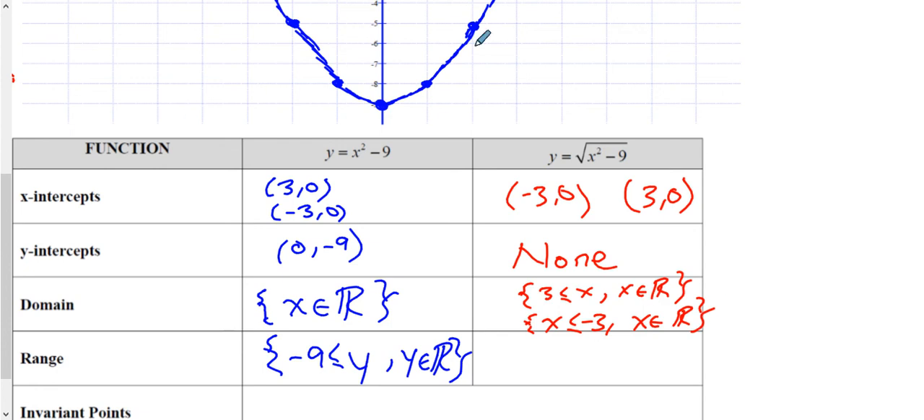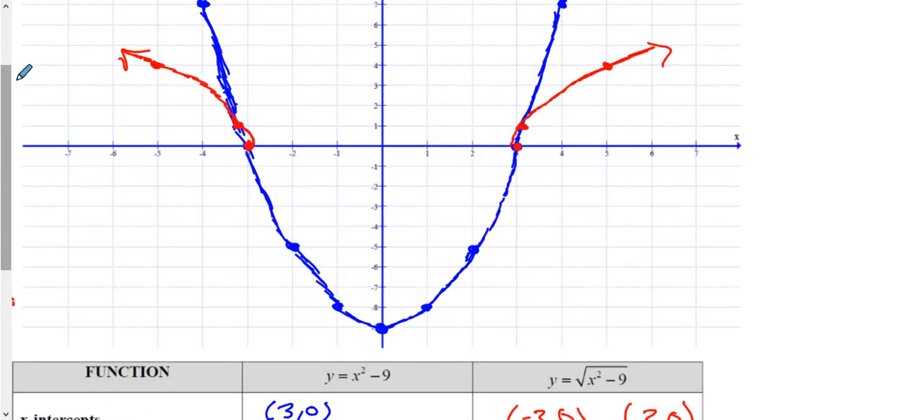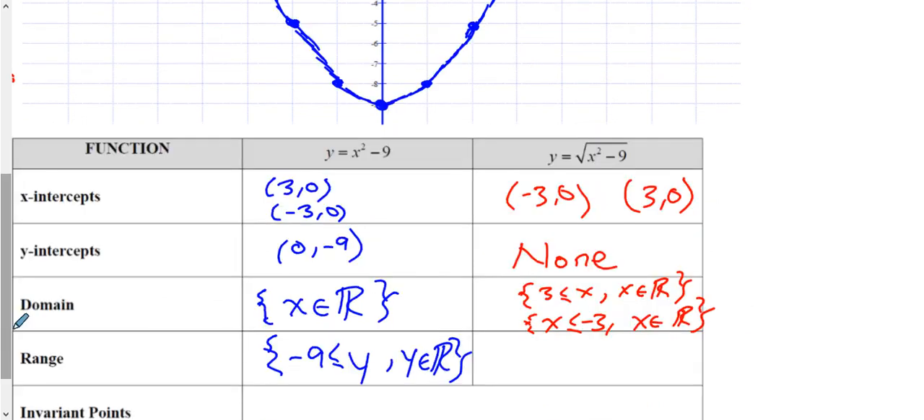For our range for both of them, the range is going to be the same on both. They're both starting at 0, going off to positive infinity for both. So I can just quickly jot down just one range there that would do it for both. So y has to be greater than or equal to 0, and then y is an element of real.